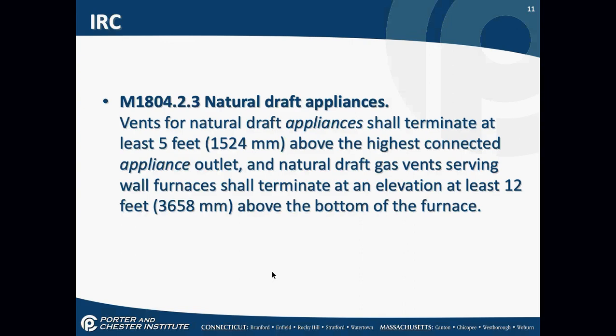You lose efficiency as it gets taller. I gain draft as it gets taller, right? The taller the chimney, the more draft I have. Okay? So we're worried about me.